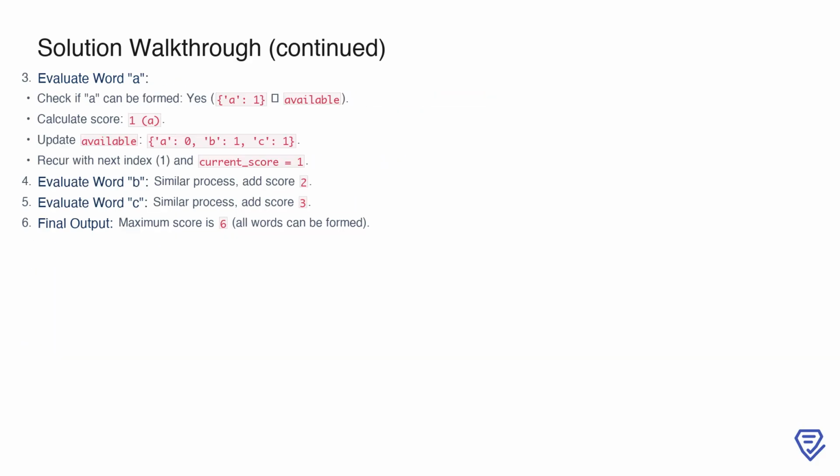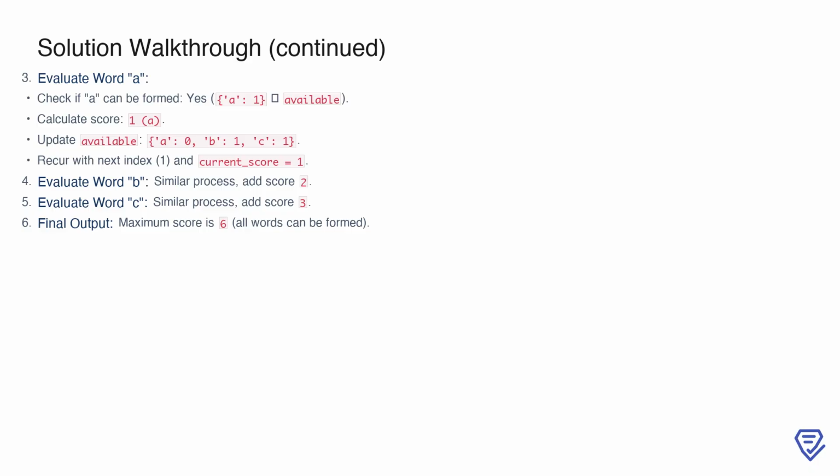Finally, we consider an example where all words can be formed. Here, the words are A, B and C, and the available letters are exactly A, B, and C, with corresponding scores of 1, 2, and 3. Constructing the letter_count gives A1, B1, C1, which matches perfectly with the letter requirements of the words.